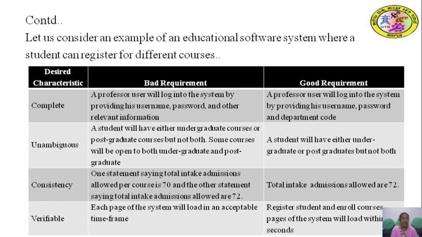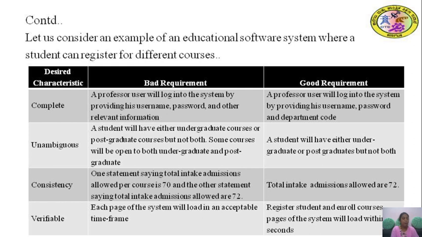The second characteristic we are having a look at here is unambiguity. As we know already, each and every requirement should be unambiguous. So here for instance, we have requirements. A student will have either undergraduate courses or postgraduate courses, but not both. This is one requirement. There is some other requirement that says some courses will be open to both undergraduate and postgraduate students.